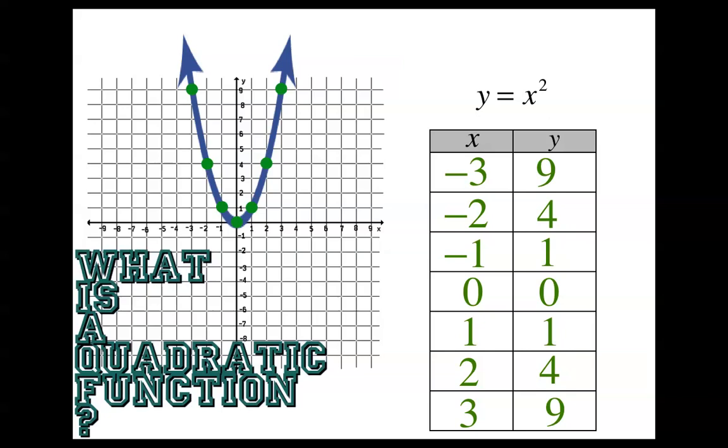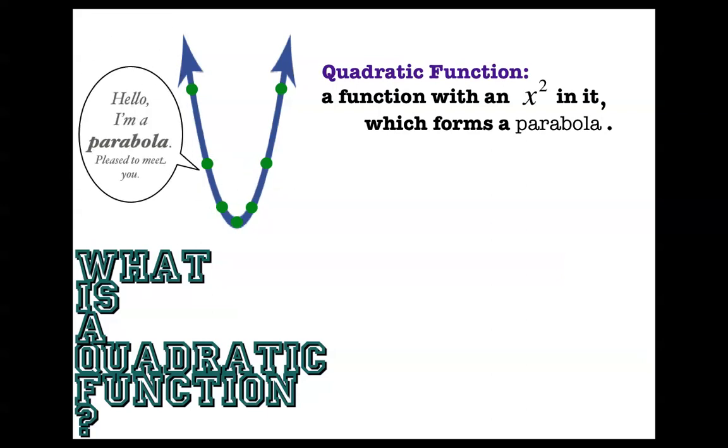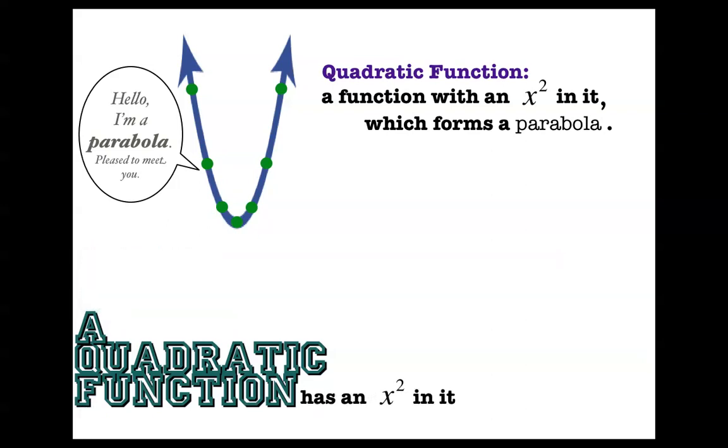Okay. So we asked, what is a quadratic function? Well, this is a quadratic function, y equals x squared. And it's not the only quadratic function. A quadratic function would be any function with an x squared in it, because any function with an x squared in it is going to make this U-shaped curve, which we call a parabola. A parabola is a symmetrical U-shaped curve that happens when you graph a function with an x squared in it. So what is a quadratic function? A quadratic function has an x squared in it, and it forms a parabola.